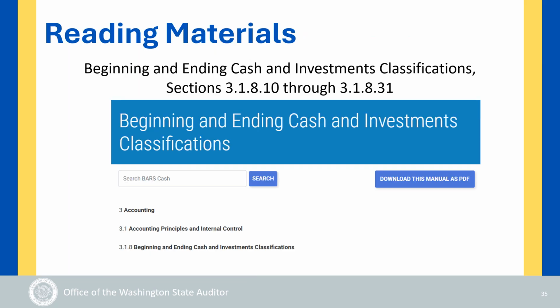Please take a moment to pause this video and visit the Cash BARS manual. Once in the manual, visit the accounting part, expand the chapter for accounting principle and internal control, and go to the section titled Beginning and Ending Cash and Investment Classifications. Please read through sections 3.1.8.10 through 3.1.8.31. These sections will allow you to familiarize yourself with the available cash and investment classifications for cash basis governments.